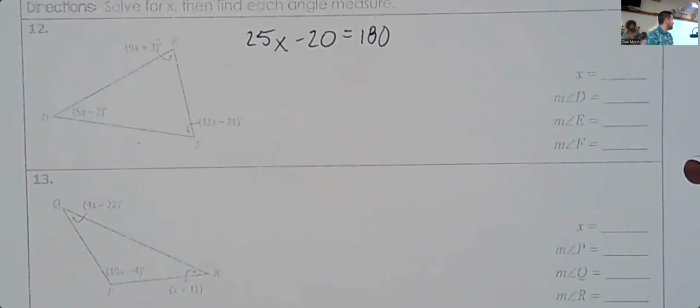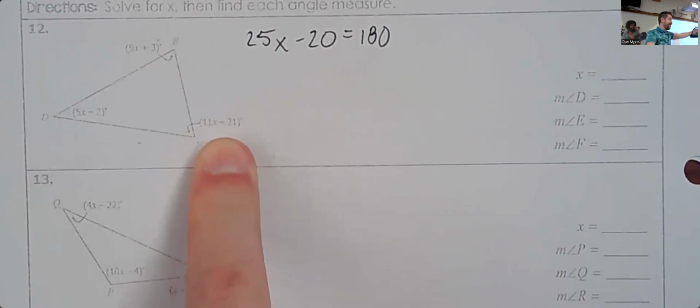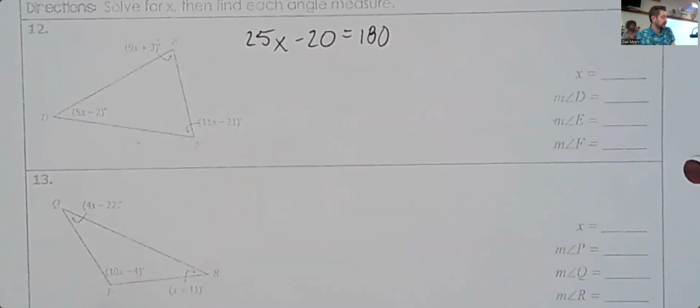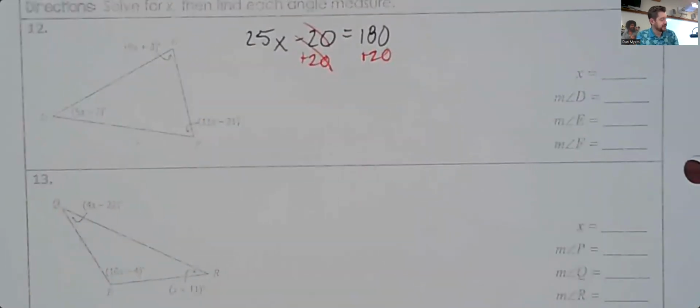Personally, I prefer to combine like terms right here and then write the equation here, though you're welcome to write all of those out as being added together and then combine like terms. So to solve for x, we're going to add 20 to both sides. So it's 20 plus 20. That's going to be 25x equals 200.